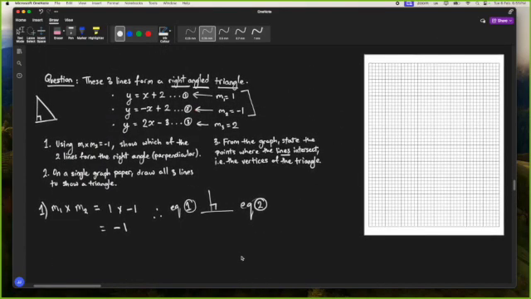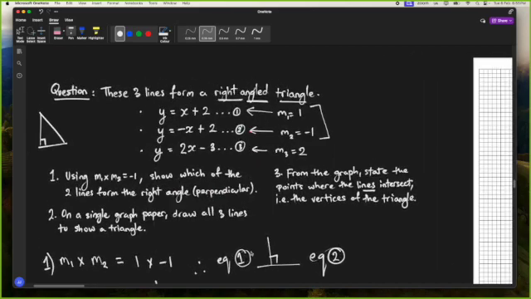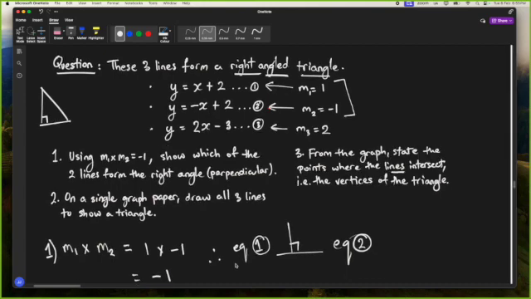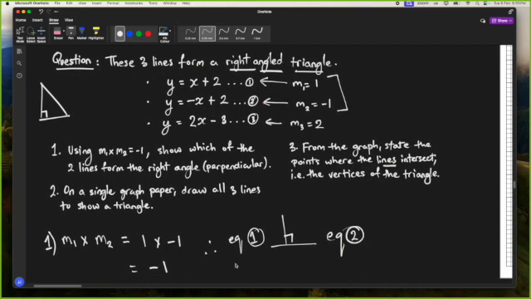But I want Ollie to do this question now. And I want you guys to do it on your own. I already did number 1 for you. So for number 1 here, you could see that equation 1 and equation 2, these two here, are perpendicular.